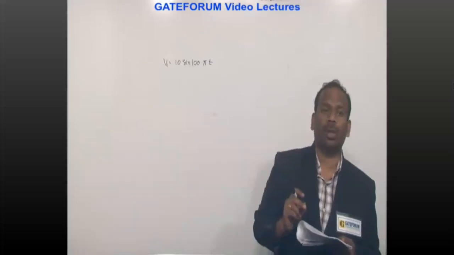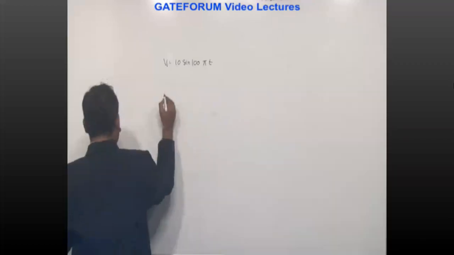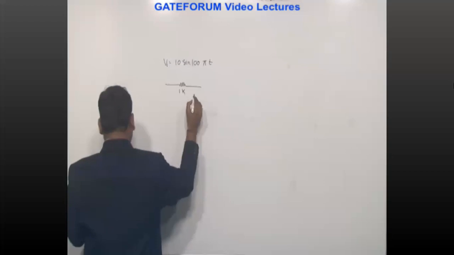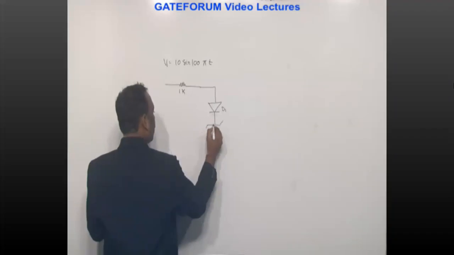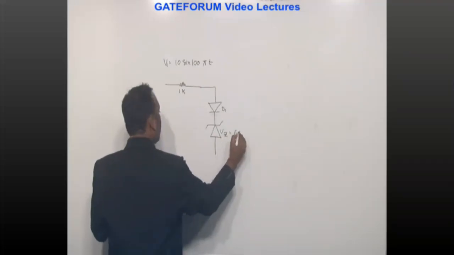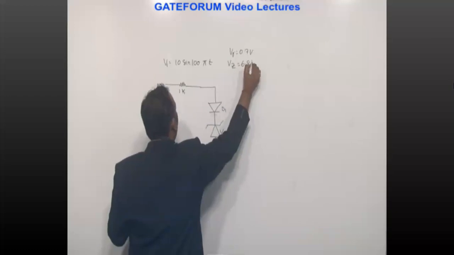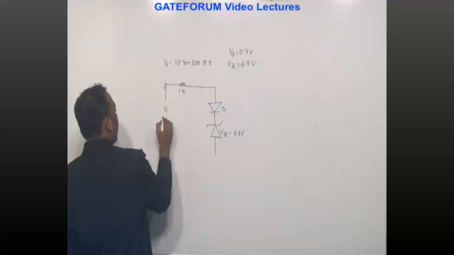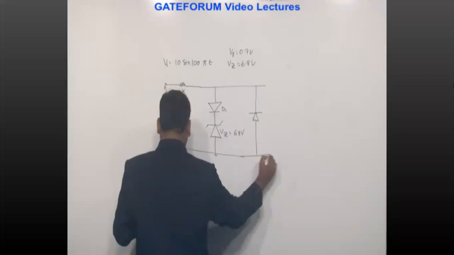The Zener breakdown voltage is 6.8 volts. The maximum and minimum values of the output voltage respectively are? The given circuit is this one. It's 1K, diode D1, diode D2, and this is the Zener diode. VZ is equal to 6.8 volts, V gamma equals 0.7 volts. Vi is given as 10 sin 100 pi t. This is V naught.